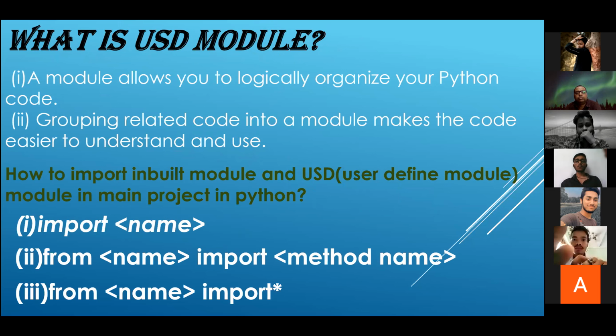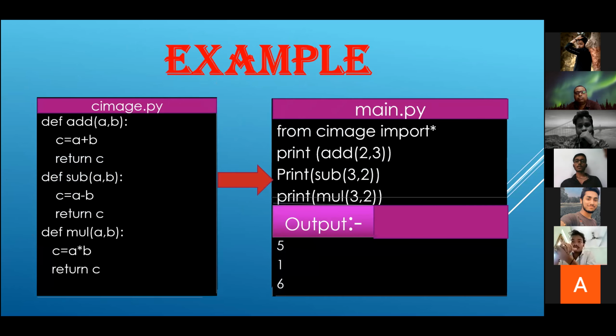First method: import module_name. Second method: from module_name import method_name. Third method: from module_name import star. So everything is imported. Next slide, discuss Sasi.